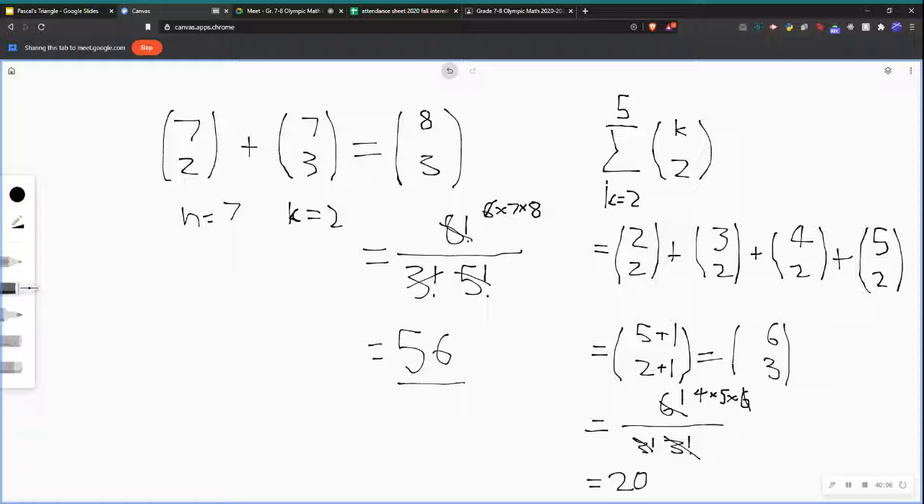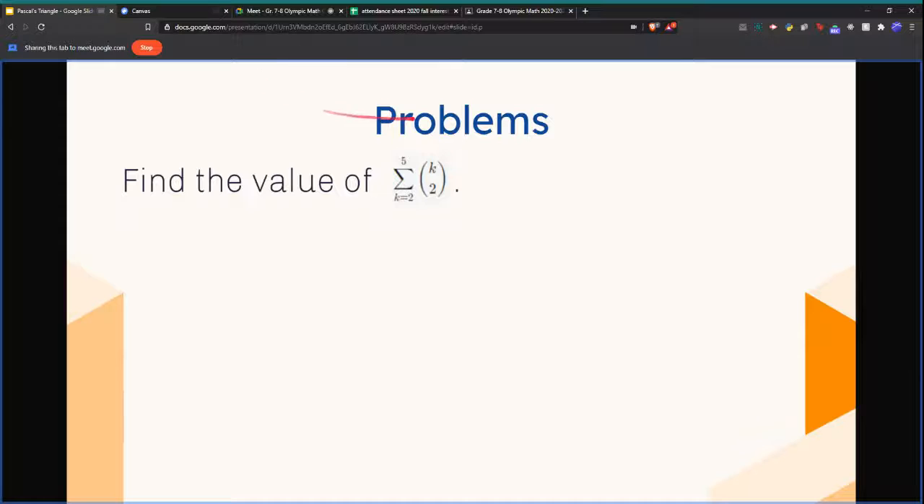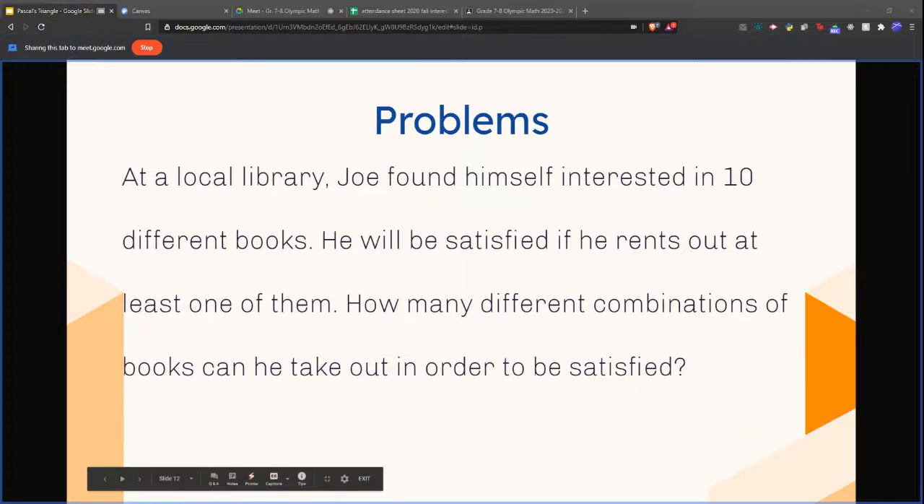Any questions about this? No questions? Okay, let's go back to the slideshow. There's a few more problems left. We might end a bit early. We'll see. Okay, so here's another problem. Problem number 4.